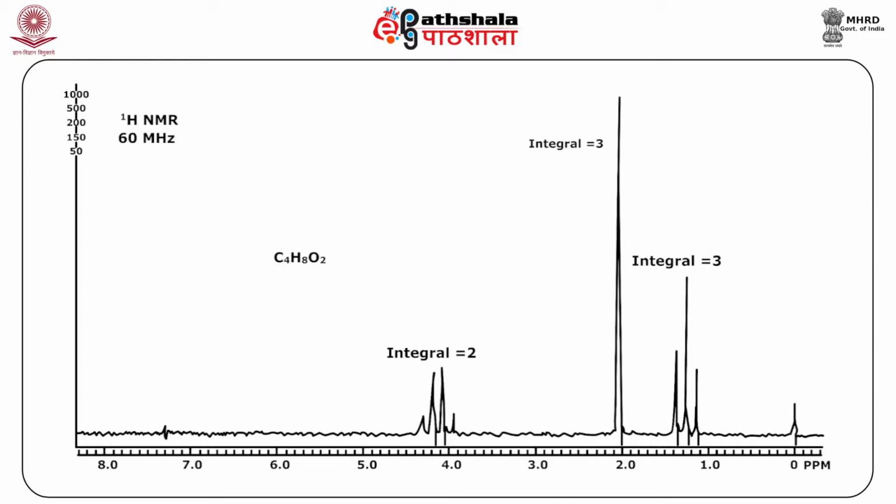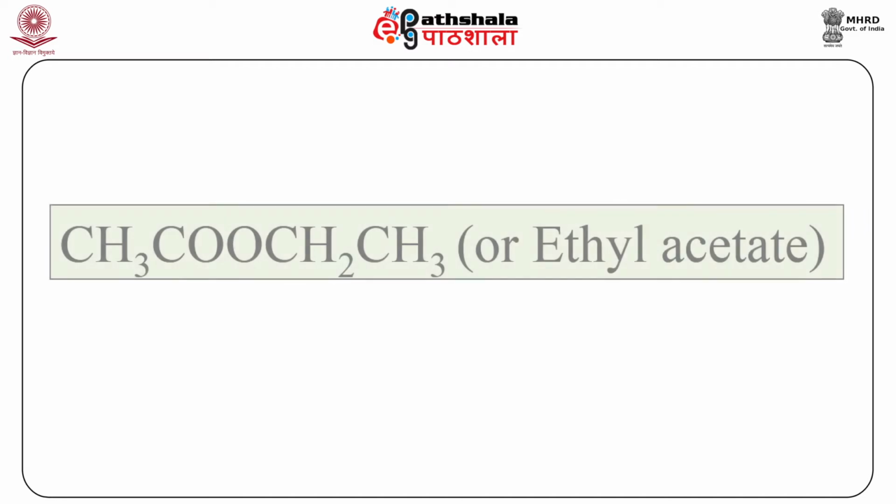Hence, the moiety OCH2CH3 is found to be present in the given organic structure. A singlet at 2.1 ppm indicates the presence of a methyl group. Thus, the structure of the given compound is CH3-C double bond O-O-CH2-CH3, which is that of an ethyl acetate molecule.